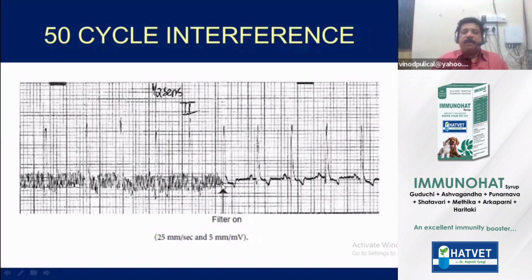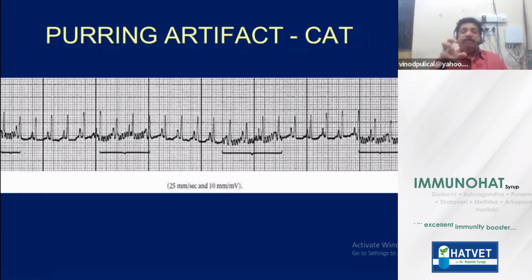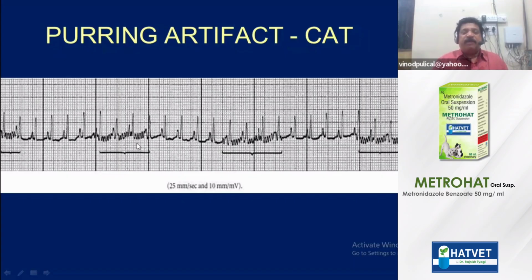That is 50-cycle interference. Sometimes, if you take the ECG in a cat, purring is normal. That purring will be there, and during that purring, you can see abnormal waves like this. It looks like atrial fibrillation, but these are normal. It's known as purring artifact. We cannot do anything against a purring artifact.